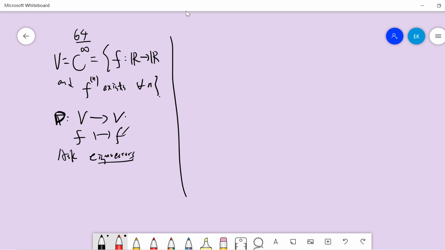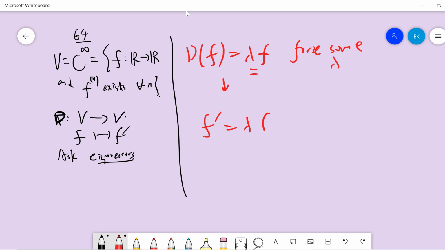So what's the definition of an eigenvector? Df should be lambda f for some lambda. Up to now it's unknown, just like when you solve for a matrix, the lambda in the beginning is unknown. So Df is f prime, so we just solve f prime equals lambda f. And everybody knows the answer, right? This is an exponential function.